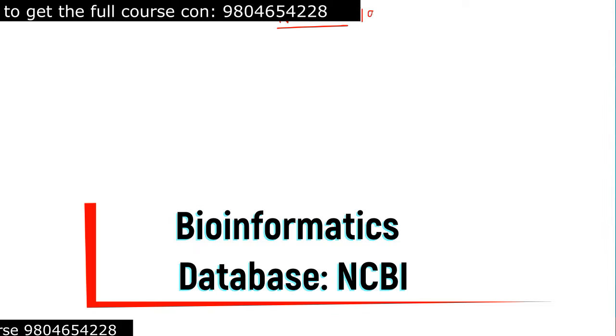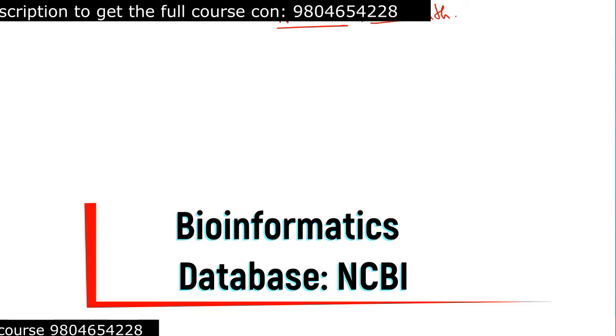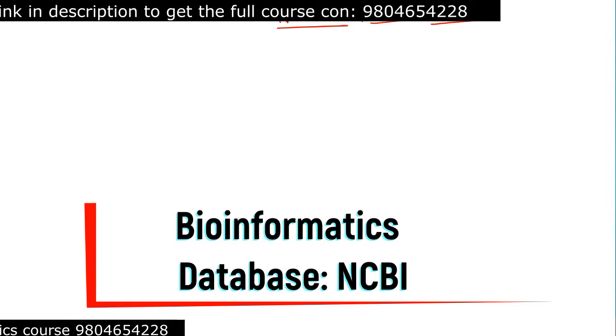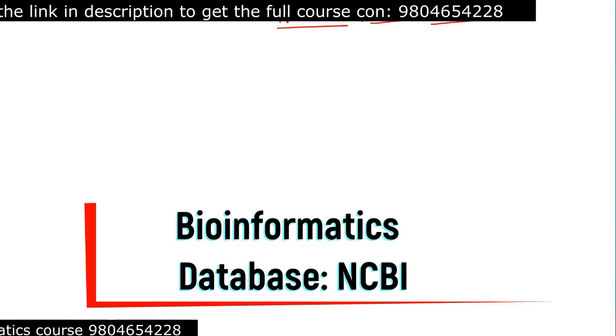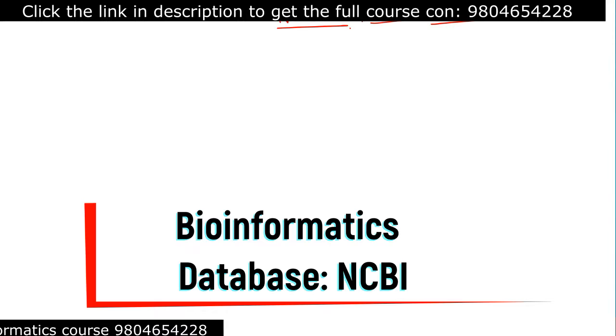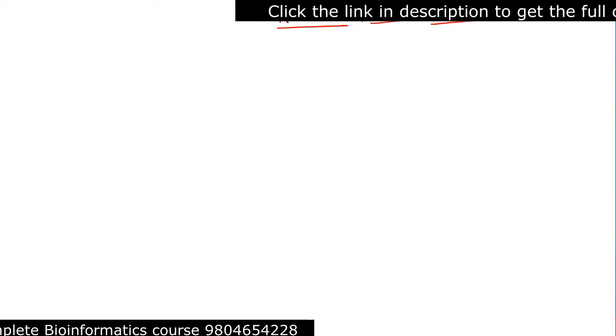It was formed in 1988, basically on 4th November 1988. It is part of the National Library of Medicine at the National Institutes of Health. NIH is involved with it. It hosts multiple databases under NCBI, and that can be sequence databases for genes, sequence databases for proteins, and structural databases as well. So we'll see that.